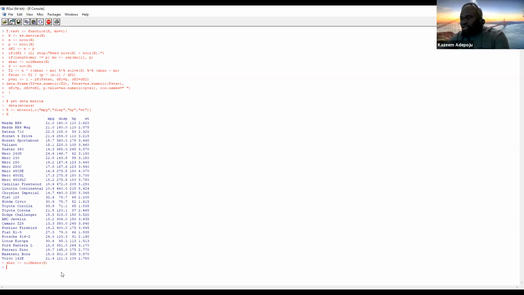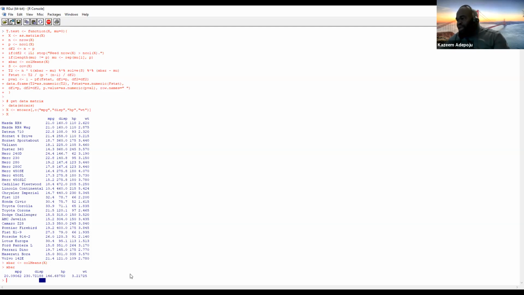Now take a look at that. I call that x bar, equal to the column mean of x. So I'm going to write x bar now to be able to see my mean. Now take a look at this. This is the sample mean of MPG, the sample mean of that, and the sample mean of that. Can you see that now? So these are the means that we compute from the empirical analysis of this data set right here.